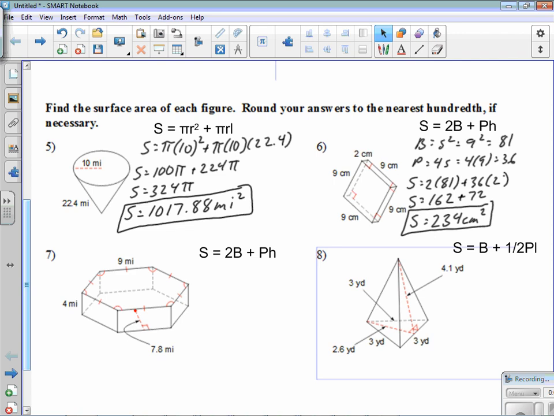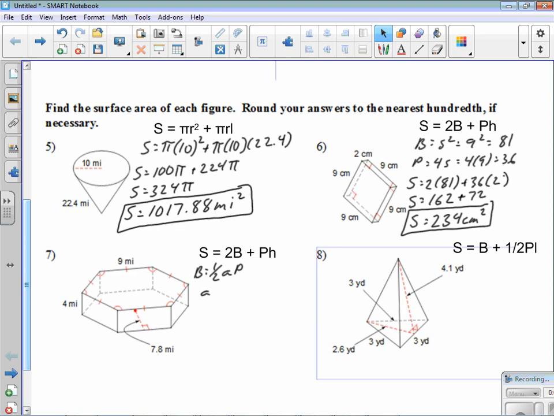Alright, number 7. Surface area is 2 times area of the base plus the perimeter times the height, because it's a prism again. This time it's a hexagonal prism. So the bases are hexagons. So the area of the base of a hexagon, we use the 1/2 the apothem times the perimeter formula. And thankfully they gave us the apothem. That's what the 7.8 miles is, that segment going from the center to the side.